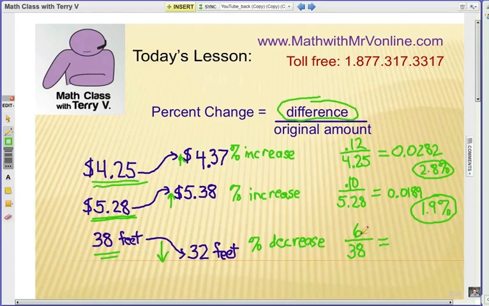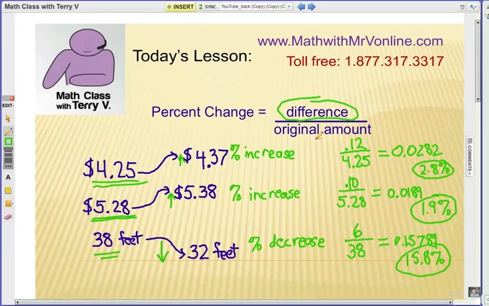In this last example, the difference was 6 feet. It went down by 6, but we divide it by the 38. It's the original number. Okay, and when we divide that, we get 0.15789, and we want to round to 3 places but move our decimal point over, so that'd be 15.8%, and that is a decrease. All right, so it's a very simple formula. We have the difference amount divided by the original amount.